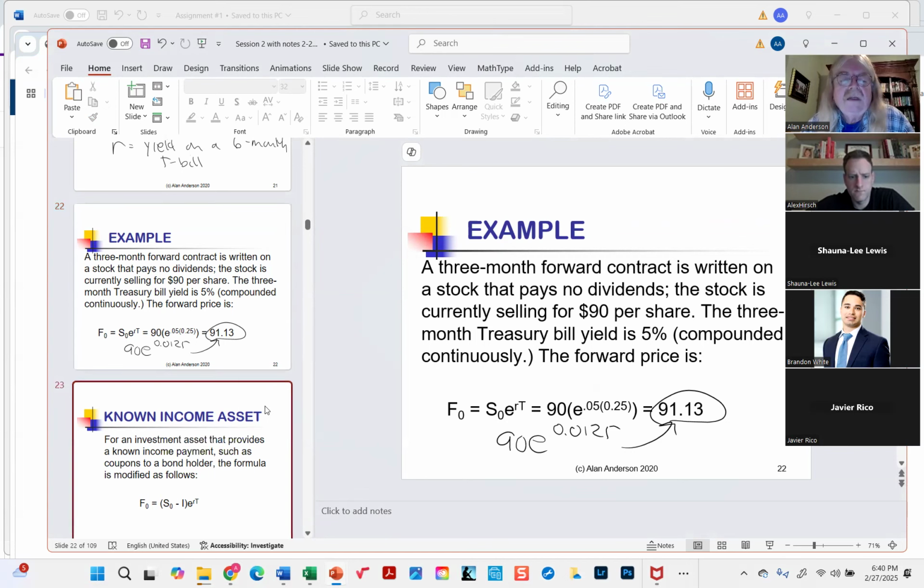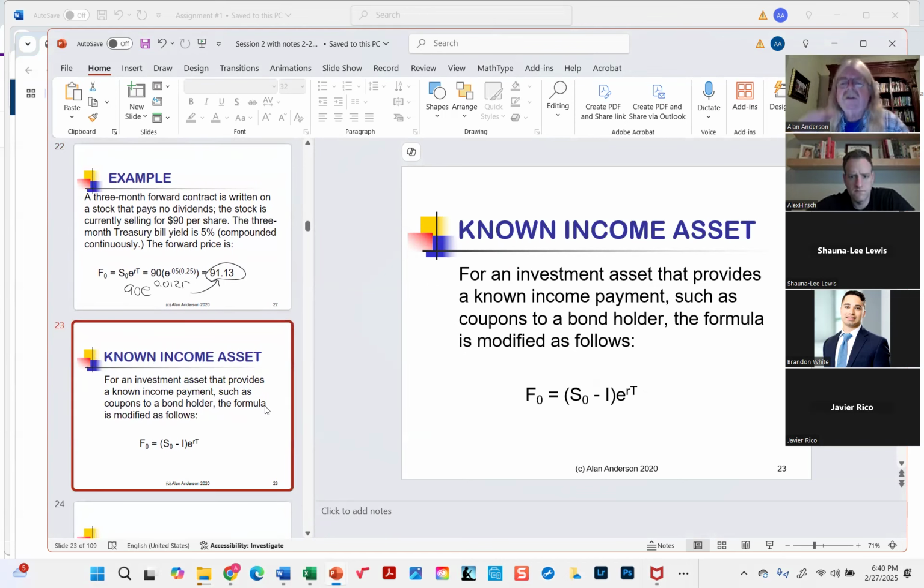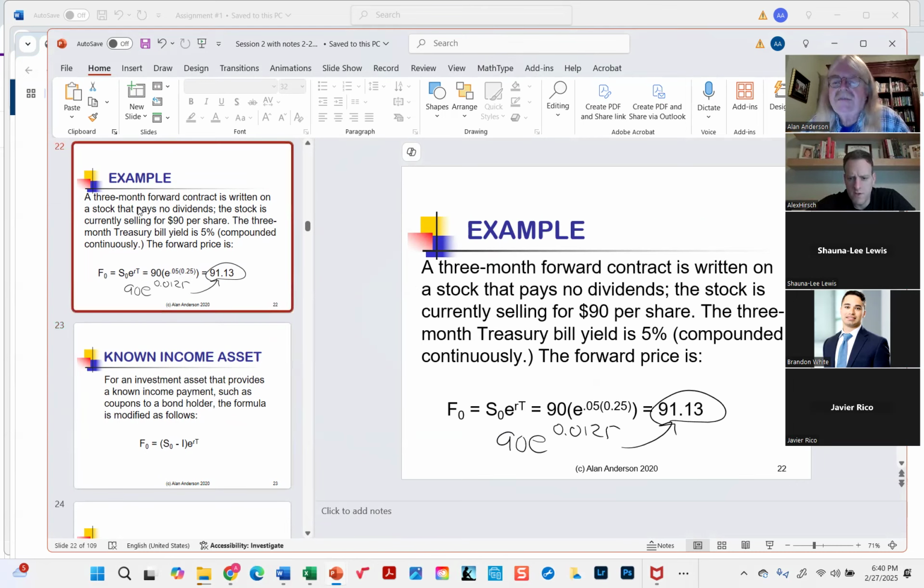So what about, now this next case is a little unusual. Excuse me, can we go back to that example quickly? Yes. So would we just basically have to take a quarter of 0.05 and multiply that by 90? Yep, that's right. Okay, got it.